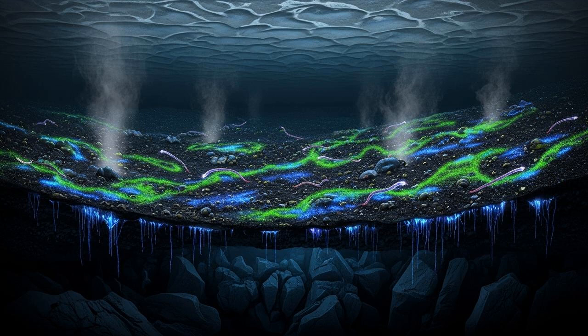The constant grinding of the glacier on the bedrock creates a fine, chemically reactive rock flour that provides a steady source of nutrients. These bizarre ecosystems are a subject of intense interest for astrobiologists, as they serve as an analog for potential life on other icy worlds in our solar system, like Jupiter's moon Europa or Saturn's moon Enceladus.